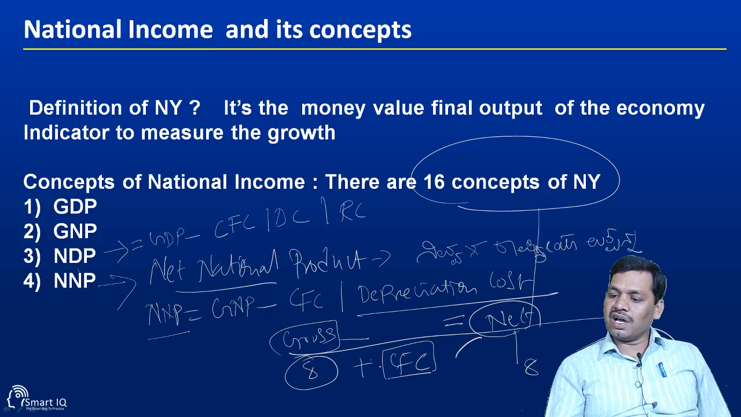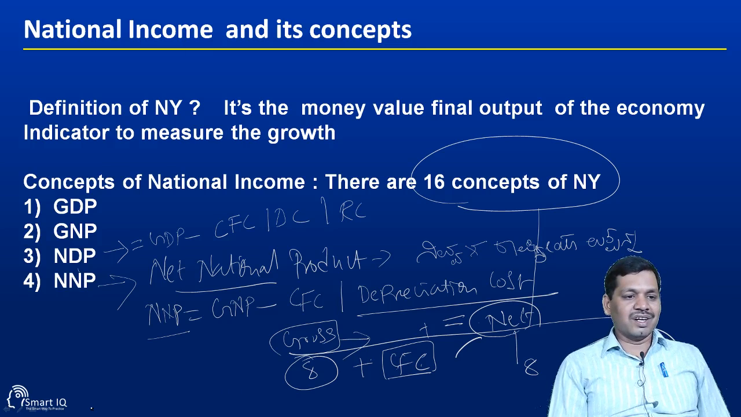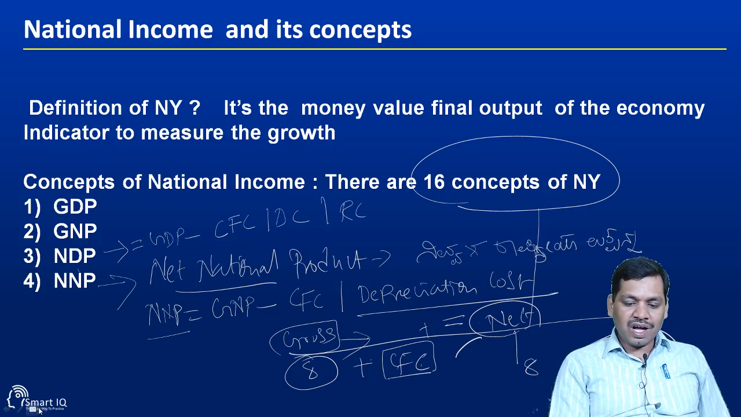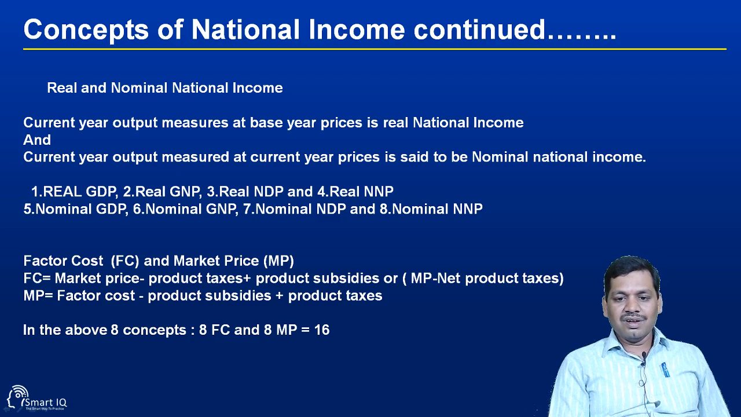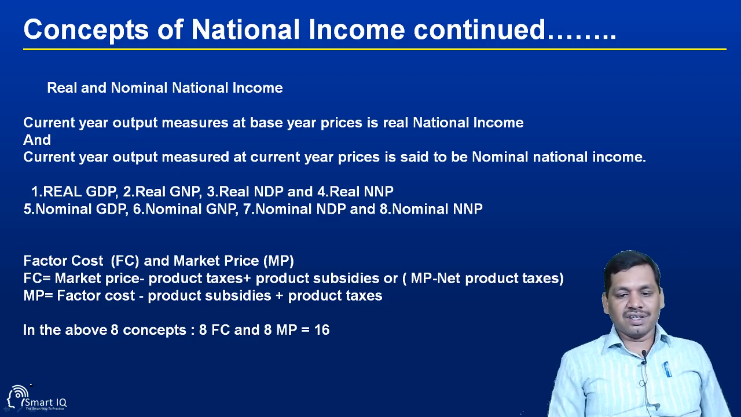Net plus consumption of fixed capital, so then you get gross. You should remember this, my dear students, so then you can easily understand the rest of the concepts very thoroughly. So then I think you understood these 4 concepts of national income thoroughly. Now I will ask you to remember these 4 and make you learn the other things very easily.